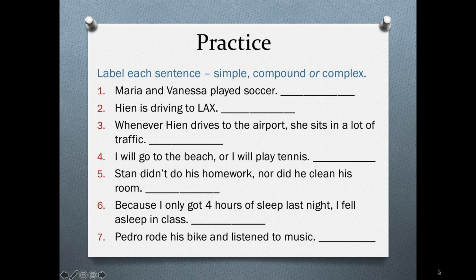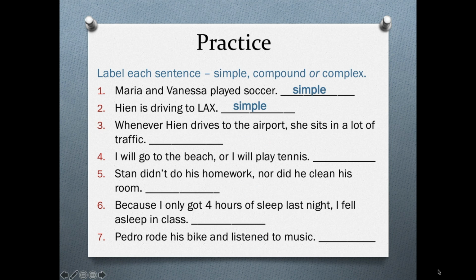The first sentence, "Maria and Vanessa played soccer." What type of sentence is this? You should have said simple. Don't get confused by the word and. We are not combining two independent clauses here. We're just combining two words, Maria and Vanessa, so this is just a simple sentence. Number 2, "Hien is driving to LAX." If you don't know LAX, that stands for Los Angeles International Airport. You should have said simple. This is also just a basic simple sentence.